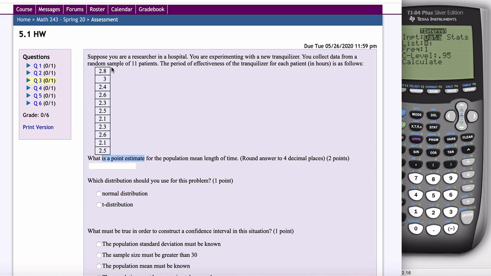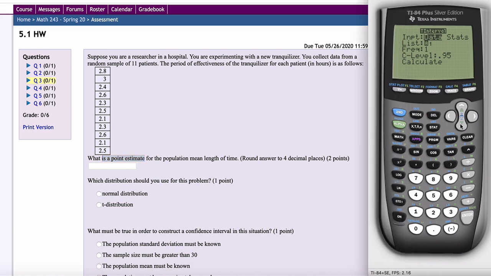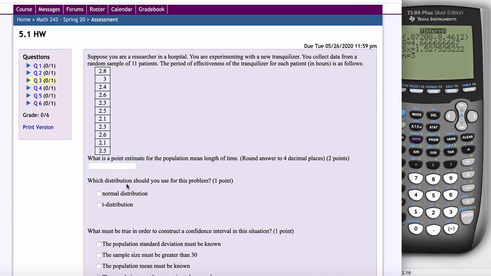And you're like, oh man, I got to calculate the sample average of this data. I have to do one variable statistics also. No, you don't. When you make your confidence interval and tell it you have the data, it gives you not only the bounds of your interval, but it also spits out X bar, the sample average. So it gives you your point estimate, and then it asks which distribution should you use.